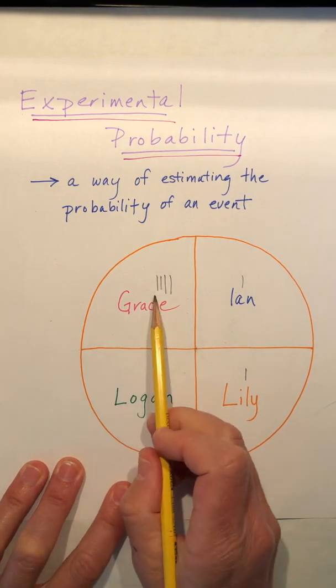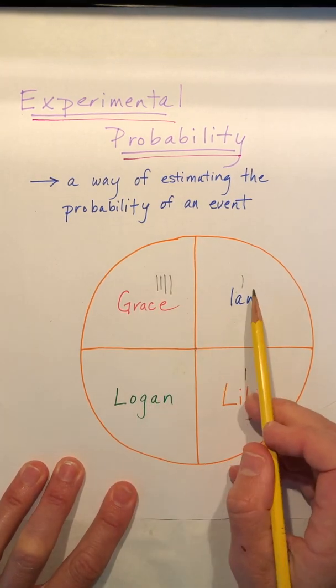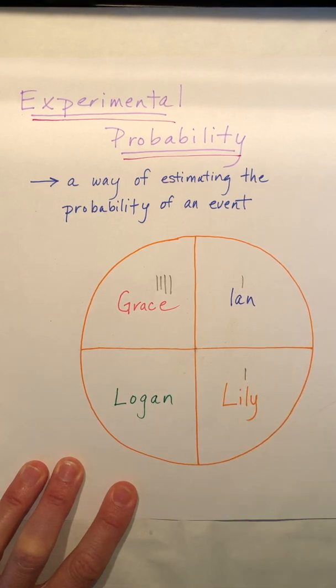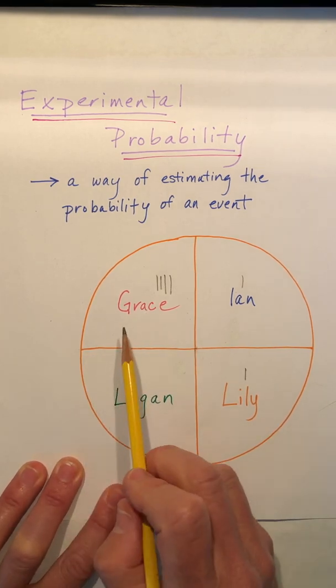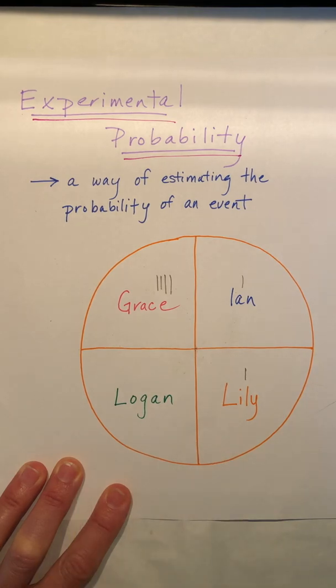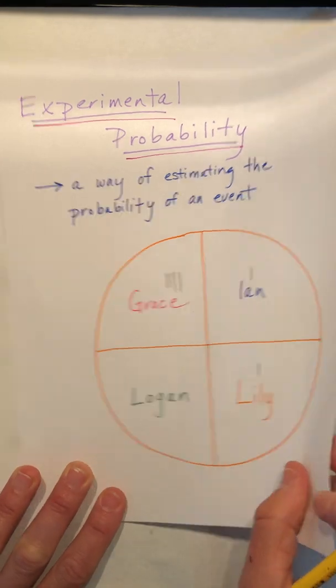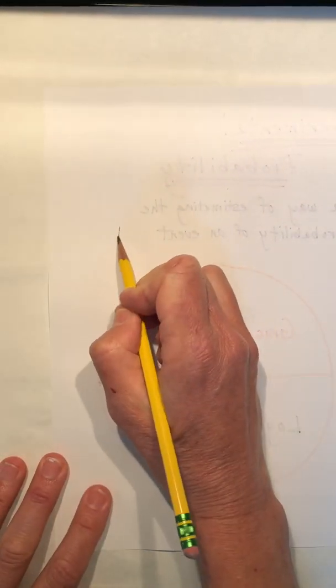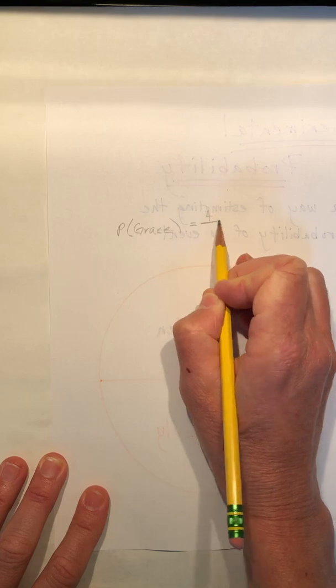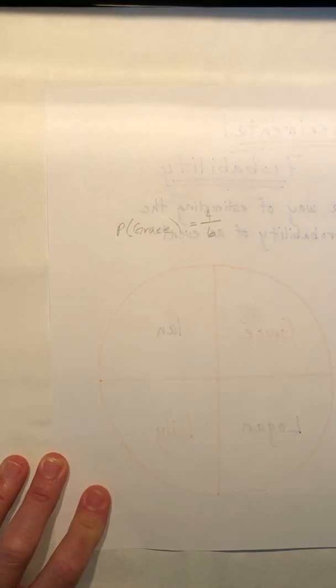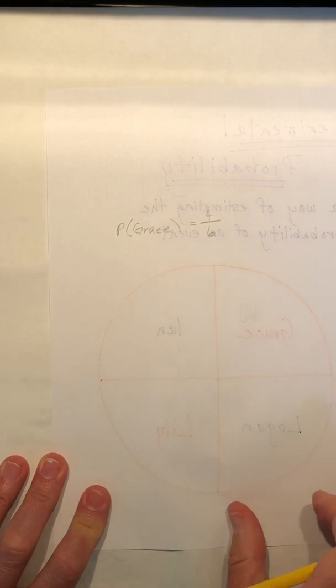So I spun my spinner 6 times. 1, 2, 3, 4, 5, and 6. So experimental probability says to take the number of times that something happened and take it out of the total number of times and then report that as a fraction. So if for Grace, 4 out of the 6 times, I would say the probability of getting Grace was 4 out of 6. Let's go back.